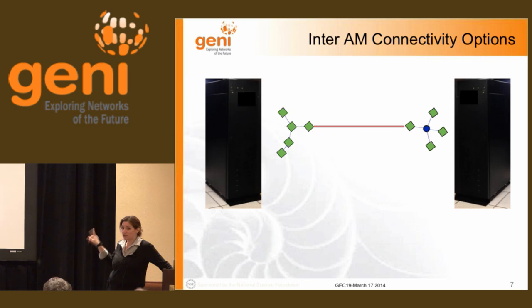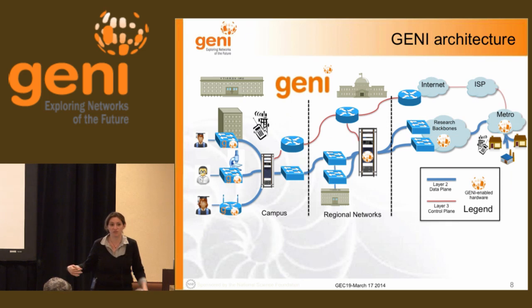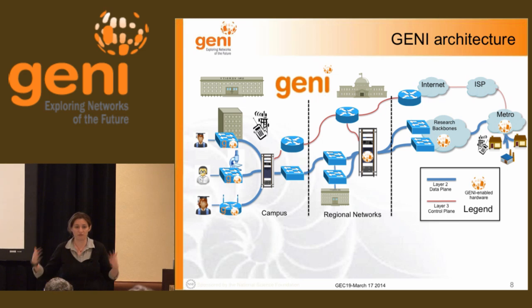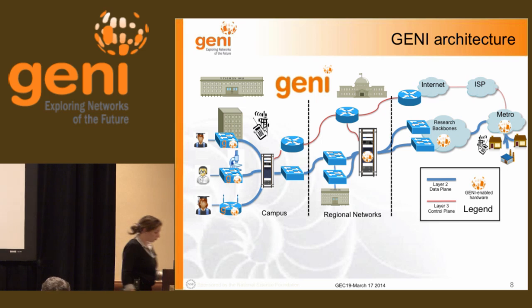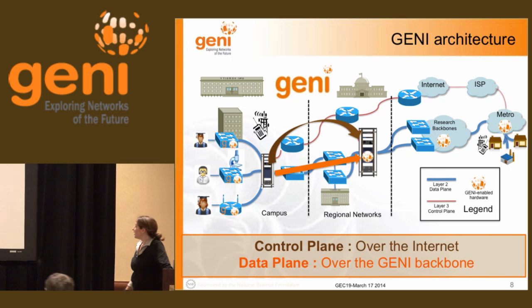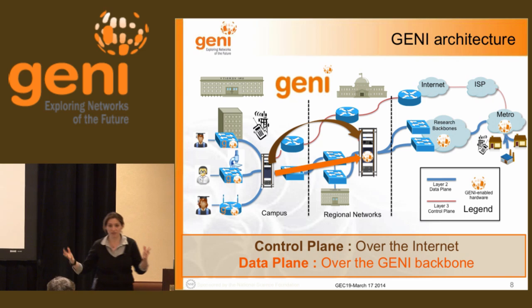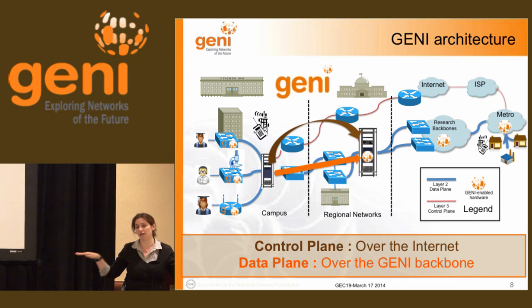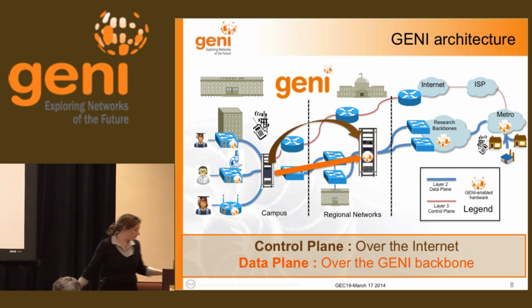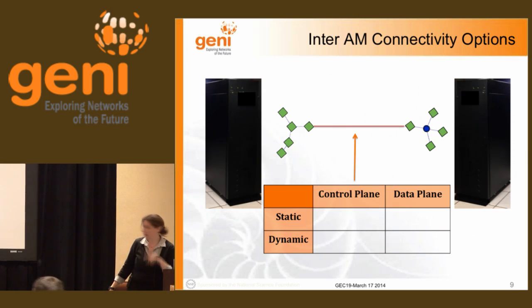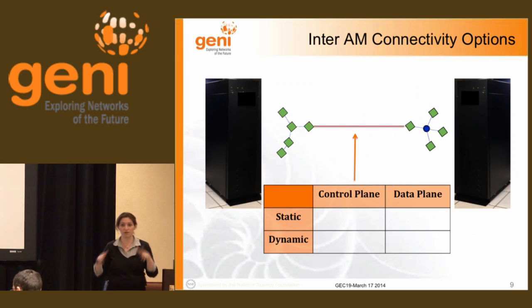Before I talk about the options, let's go back to the GENI architecture. As we talked about when we introduced GENI, every GENI compute resource has two different paths: the control path, the brown one there, and the data plane path. All the racks are connected through these two ways. They all connect to the internet over the control path, and they have a data plane connection. So what are our connectivity options? Again, we have two interfaces, the control plane and the data plane.